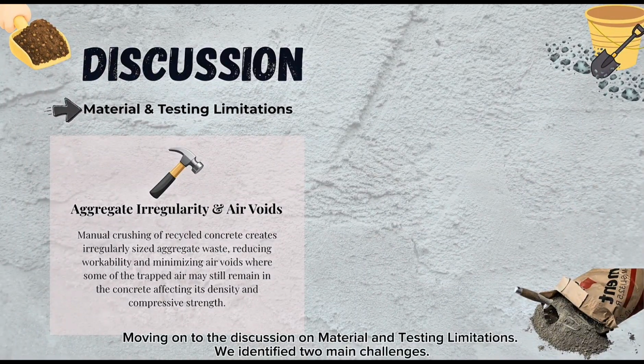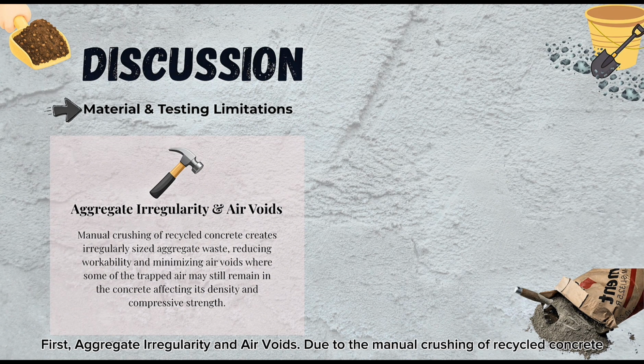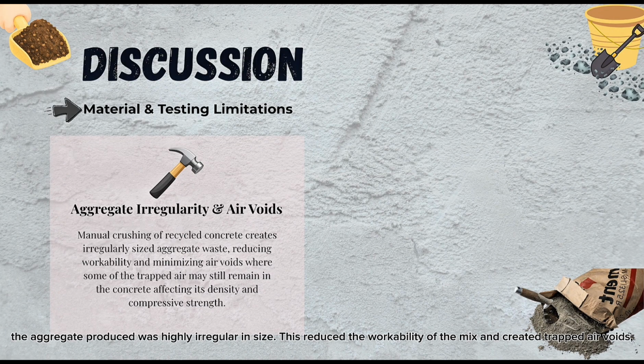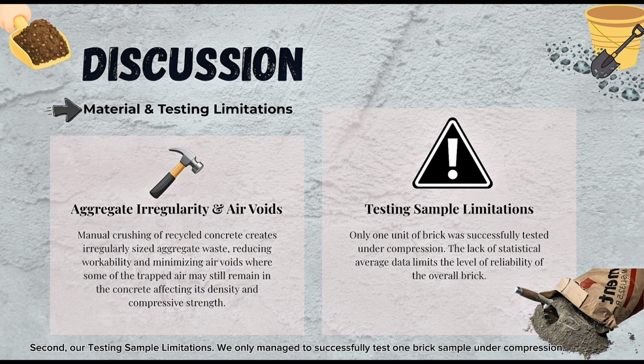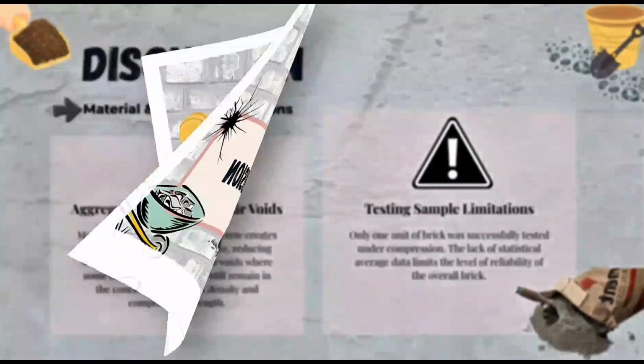Moving on to the discussion on material and testing limitations, we identified two main challenges. First, aggregate irregularity and air voids. Due to the manual crushing of recycled concrete, the aggregate produced was highly irregular in size. This reduced the workability of the mix and created trapped air voids, which negatively impacted the density and compressive strength of our concrete bricks. Second, our testing sample limitations. We only managed to successfully test one brick sample under compression.